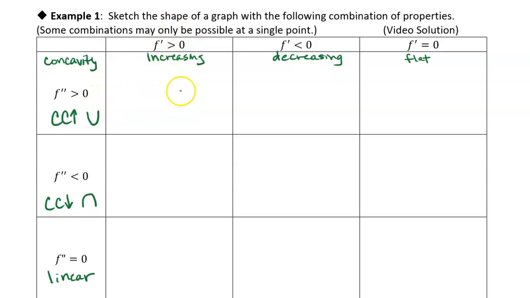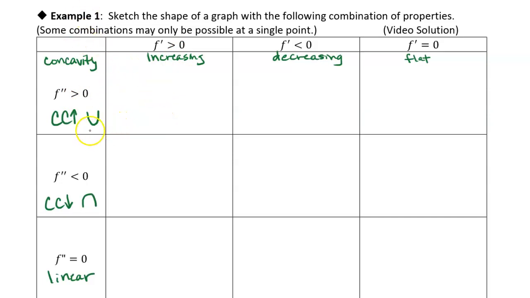All right, so in this first box, we want to sketch the curve for a case where the first derivative is positive, so it's increasing, and the second derivative is positive also, so it's concave up. So we're looking for a function that's increasing and concave up.